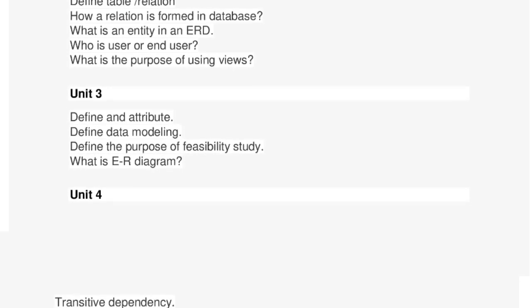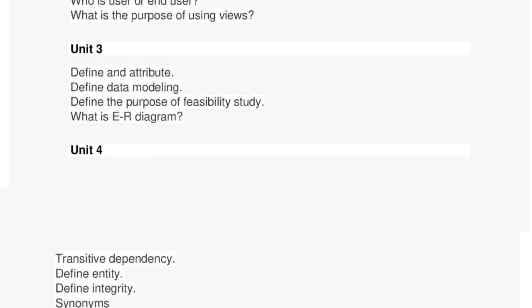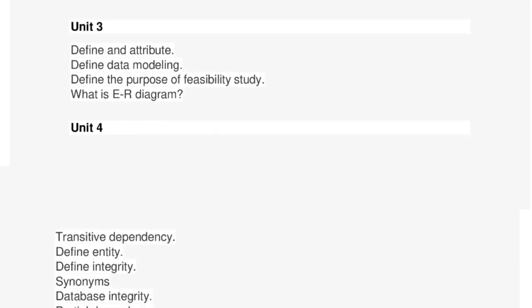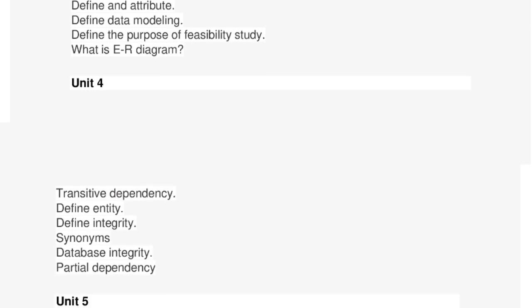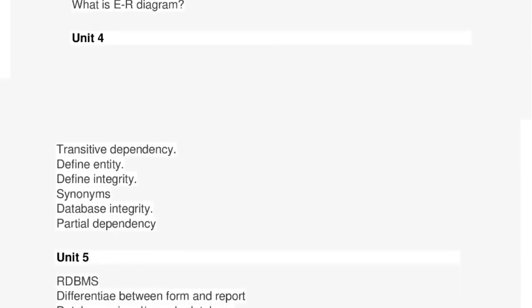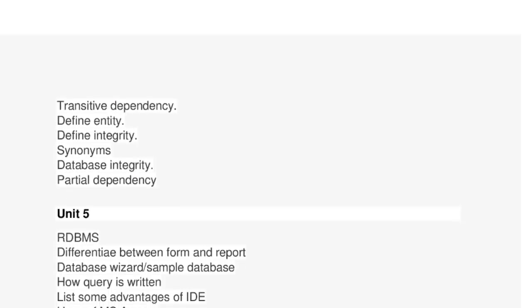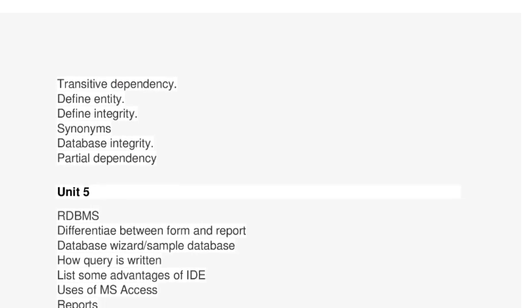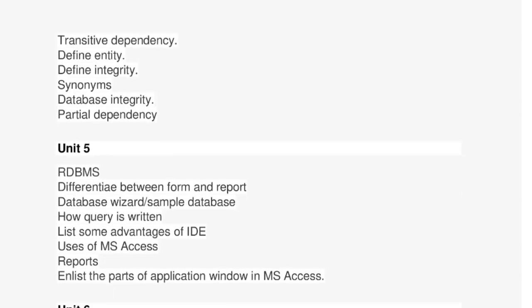What is ER diagram? Unit 4. Transitive dependency. Define entity. Define integrity. Synonyms: database integrity. Partial dependency. Unit 5. RDBMS. Differentiate between form and report. Database wizard, sample database. How query is written. List some advantages of IDE. Uses of MS Access. Reports.